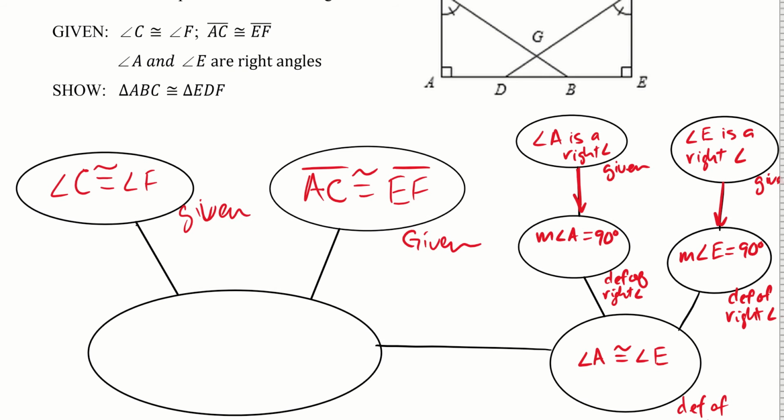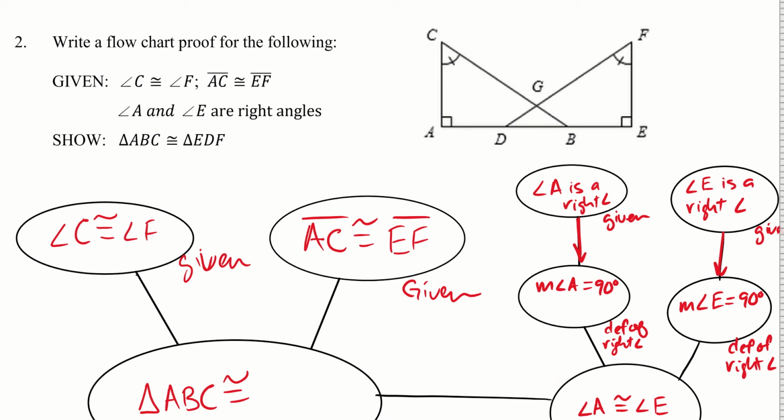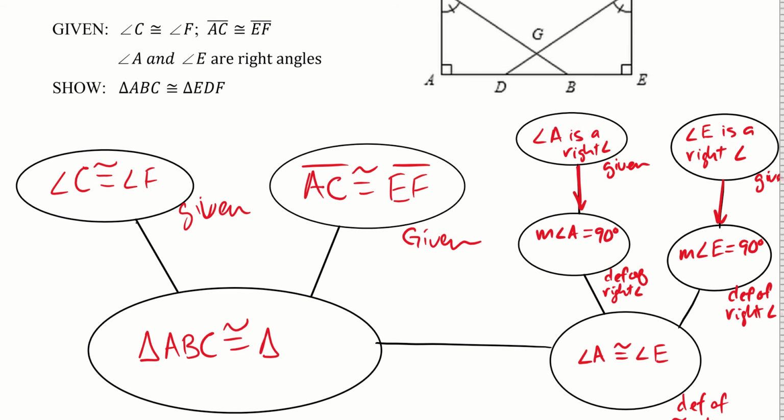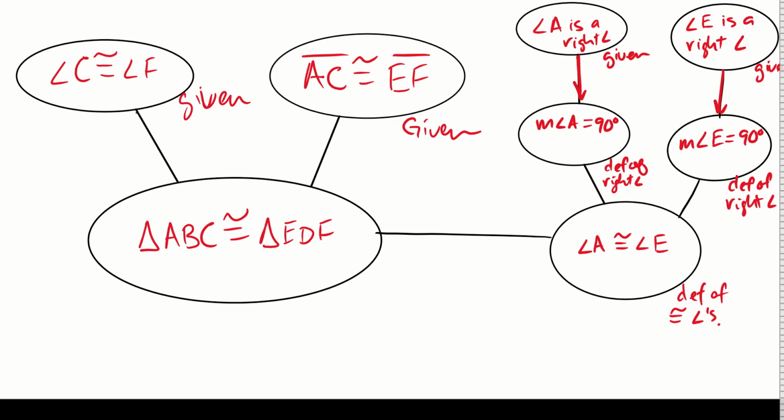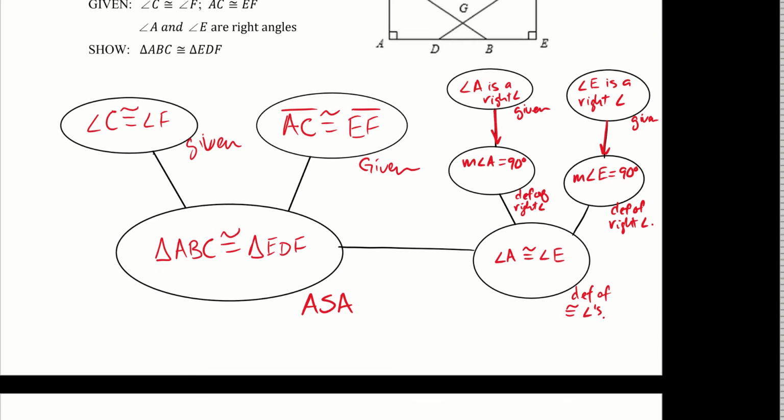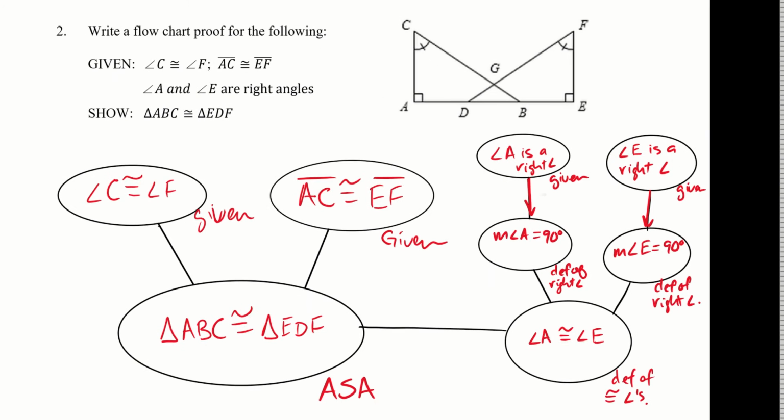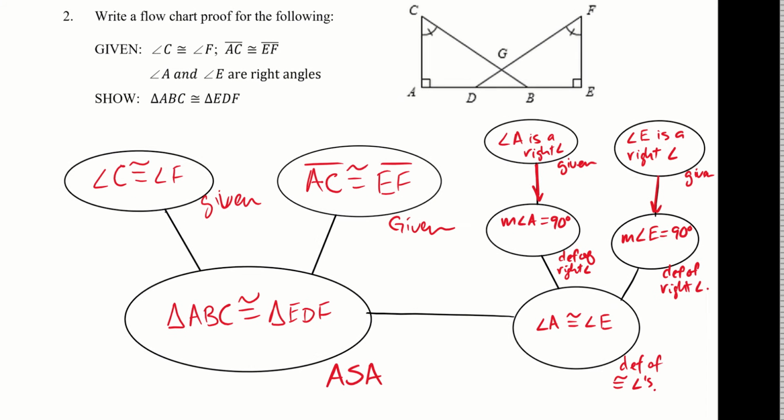I'm ready to say these triangles are congruent. Triangle ABC is congruent. Let's see, is that the right direction? We went from A to B to C, and that goes with E to D. Yep, that's perfect. That lines up very nicely. Triangle EDF. And these are congruent by angle, side, angle. That's the congruence condition that is met. All right, that is the completed flowchart proof. You can see everything in one screen right there.